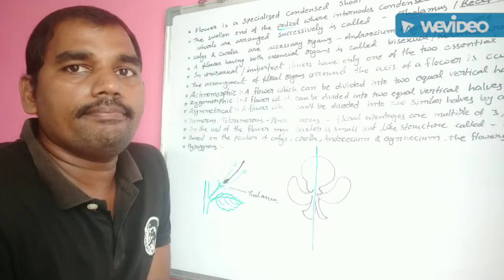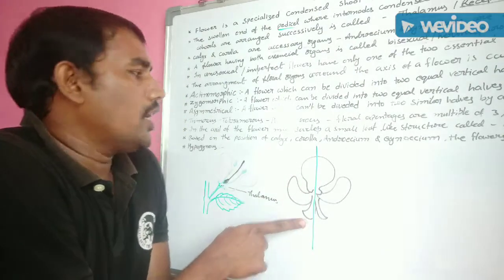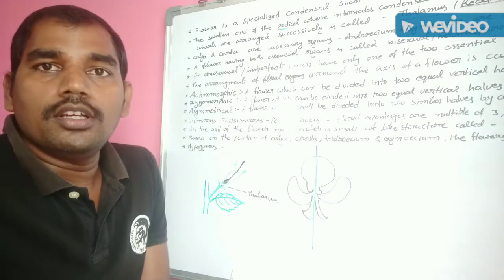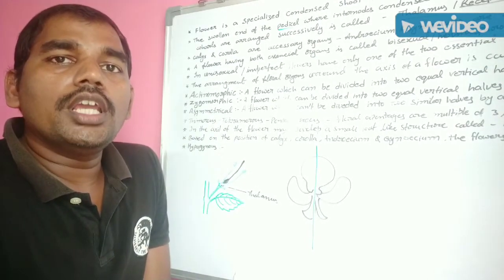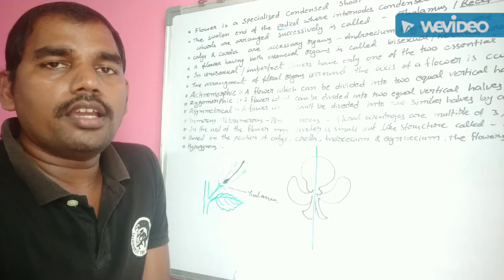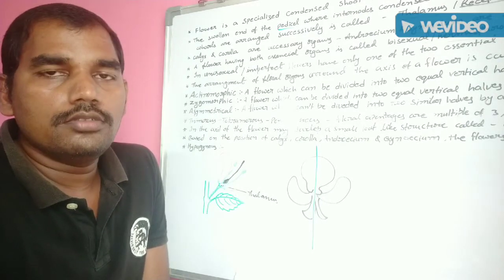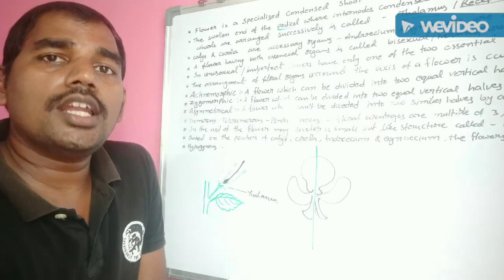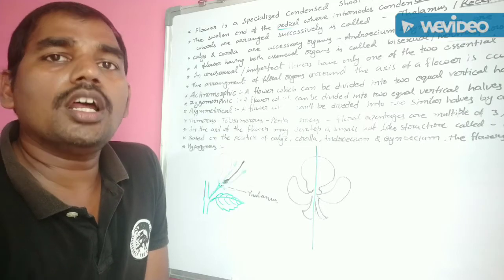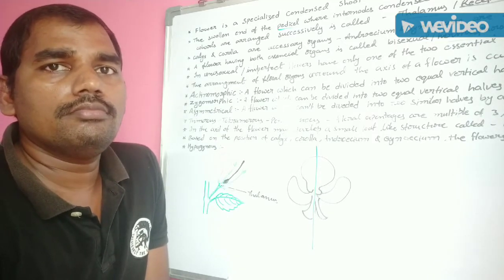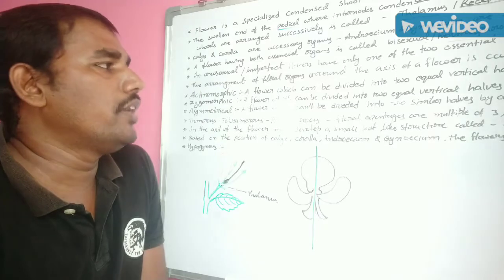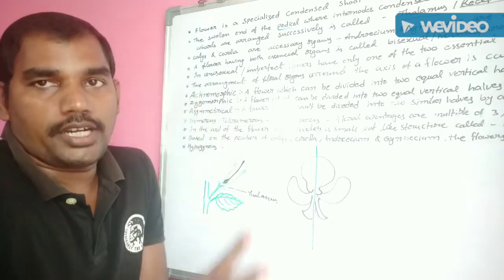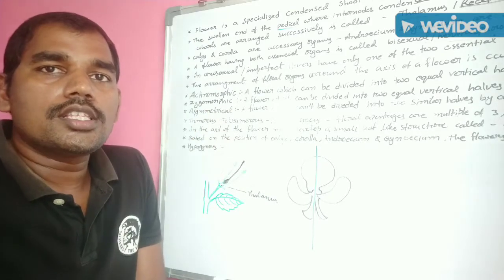A flower which can be divided into two equal vertical halves through the central axis by only one vertical plane. This type of flowers are known as zygomorphic flowers. Examples: Leguminosae family members like pea, gulmohar, groundnut, red gram, green gram, black gram. This type of flowers shows zygomorphic symmetry.